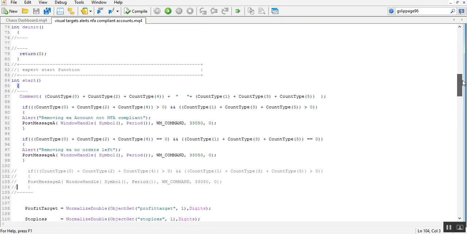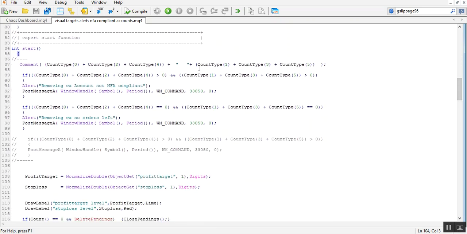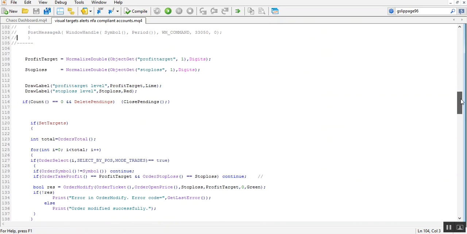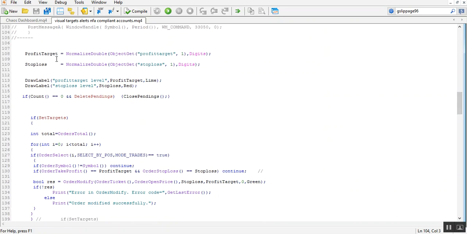Here's what removes the orders. It just counts the types, and if they're greater than 0, both of them, sell type and buy type, then it removes. If there's none, no buy types, limit, stop, no sell type, stop, limit, it removes the expert advisor. That's all that is. And here's your profit target. It's just retrieving the value of that line. So if you drag that line down, or if you drag it up, this right here sees it, and that's how it knows to readjust your profit targets.